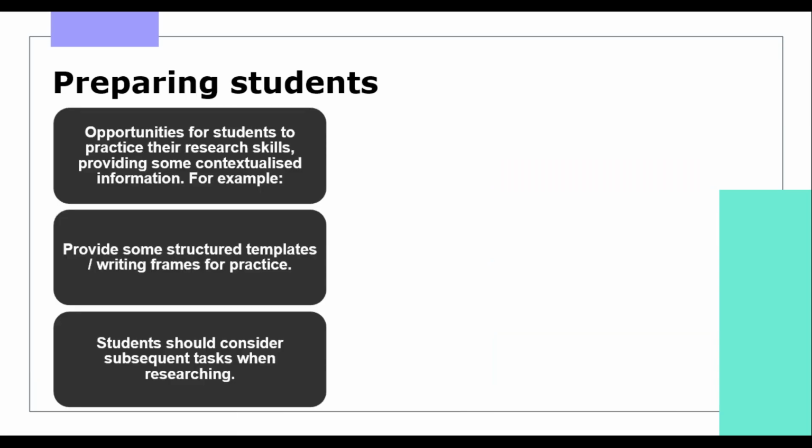Giving students the opportunity to practice their research skills and making connections to the aims of the brief can be useful for students. You could provide some different context for the different root core elements, such as an organisation changing marketing strategies or a sales method, and so on. You can provide students with some example templates and writing frames when practicing these skills. And it's worth bearing in mind information they might want for subsequent tasks.